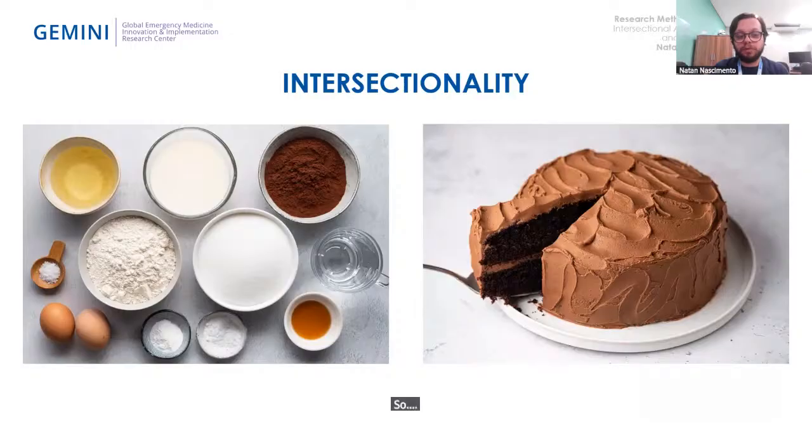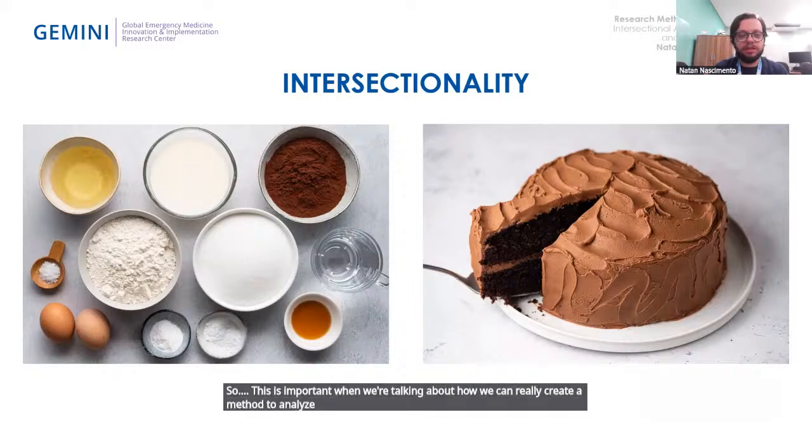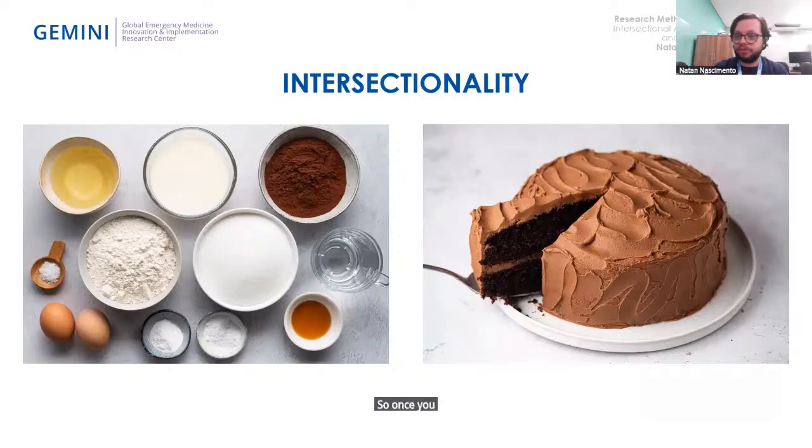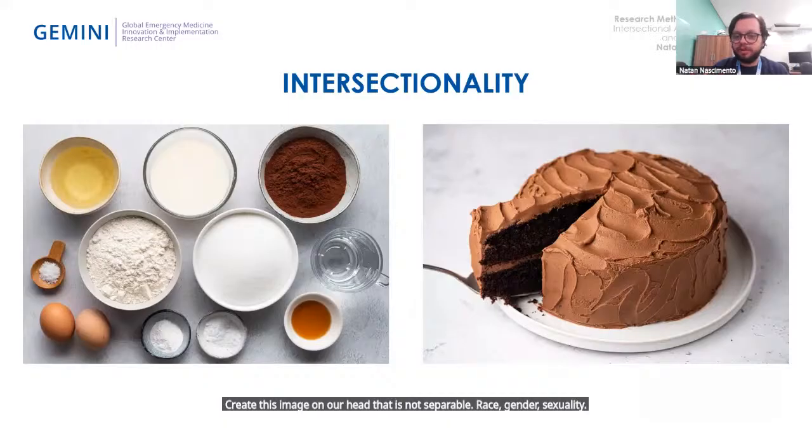So this is important when we're talking about how we can create a method to analyze intersectionality. Once you create this, there's no turning back. We need to create this image in our heads that it is not separable. Race, gender, sexuality, they're not separate. That's what makes us unique.